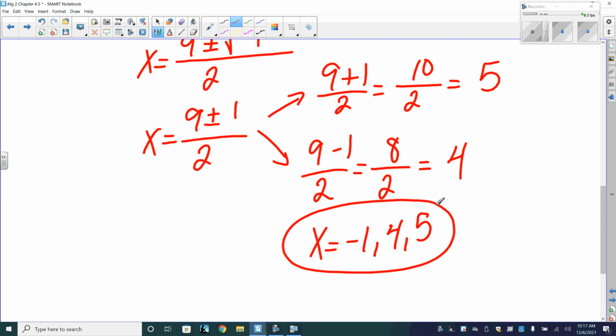Were all 3 of these numbers listed in our possible rational zeros? Yes. Could we have actually graphed this and got all 3? Well, yeah, because they're all whole numbers, it would have told us these. But that's it. Questions on this here?